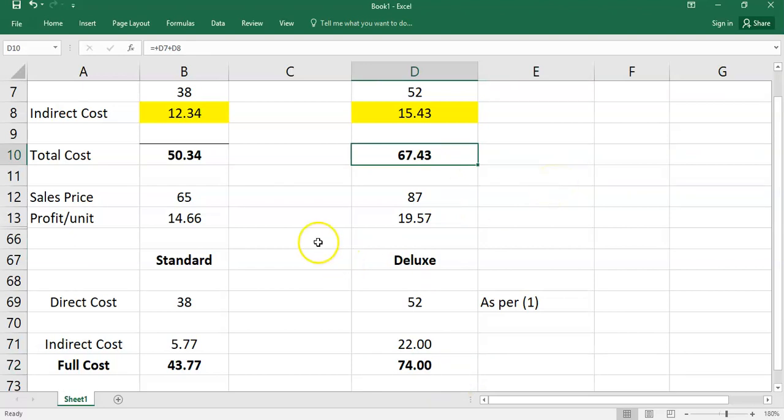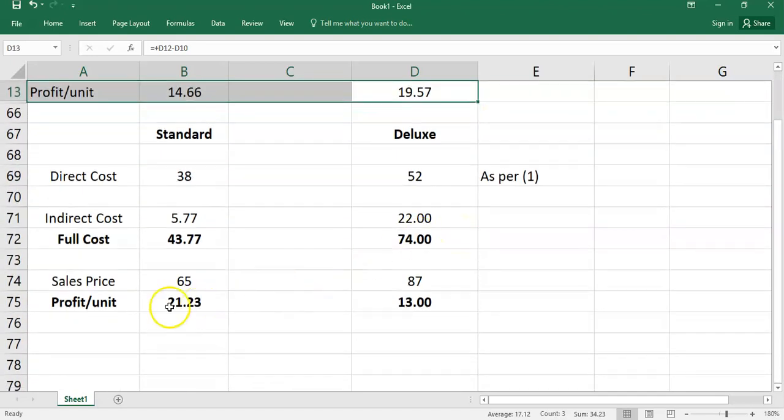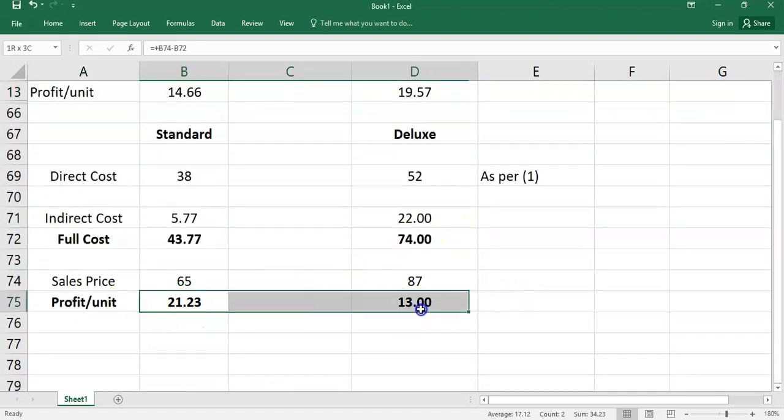Whereas for standard, it's overcosted. The true cost should only be 43. So that is why deluxe looks so profitable. Deluxe looks the more profitable in the traditional system that they currently use. And that's why the management team want to focus on selling more and more of that unit. Whereas if you go to the ABC system like we've done here, the profit is a lot smaller. Right? Standard is nearly double, close to double the profit of deluxe, because the costing system has changed.